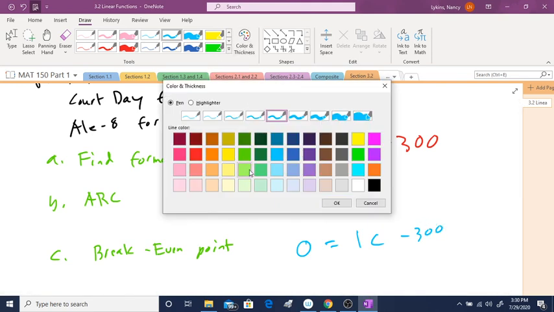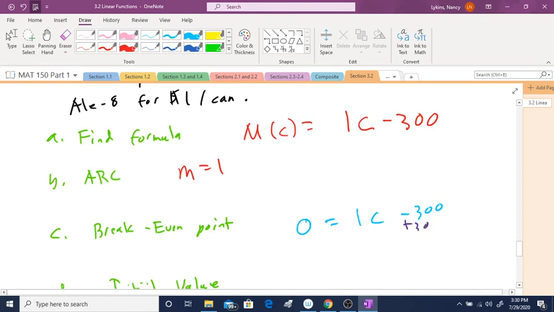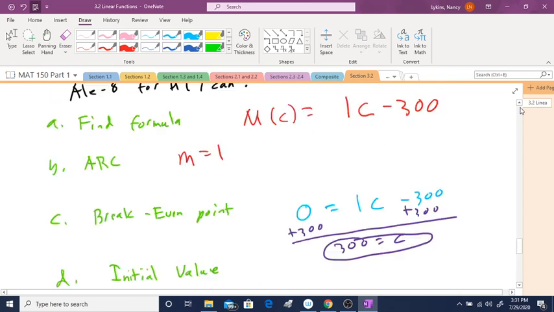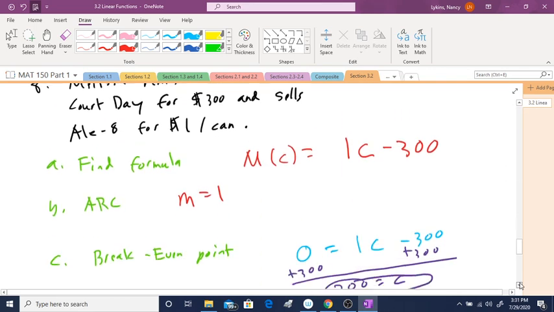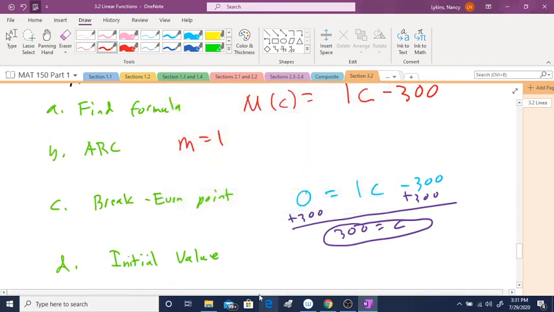Some of us could do this in our head, but I'm just showing you how to set this up because not all of them are this straightforward. So then I'm going to add 300 to both sides. So it's 300 equals C. So she has to sell 300 cans to break even. Okay. Let me scroll down here. Let's just say, what is the initial value? Well, the initial value means, what did she start off doing? She started off owing negative 300.